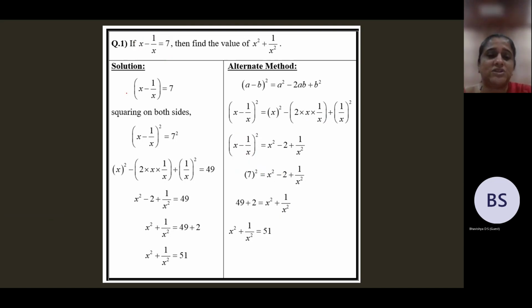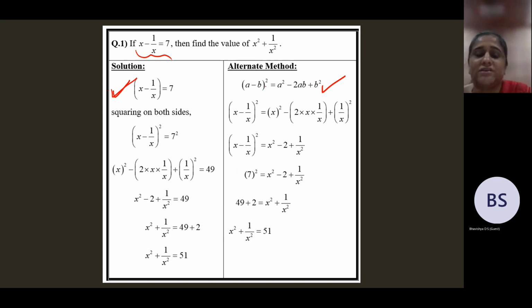So my recommendation is this method. But sometimes in school, teachers write an identity and do it like this. So anything is fine. I've explained this one also. Recommended is this one. This is easy. You can just write down whatever is given and square it on both the sides.